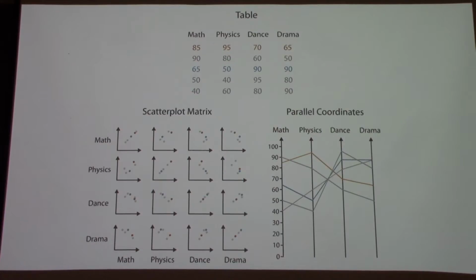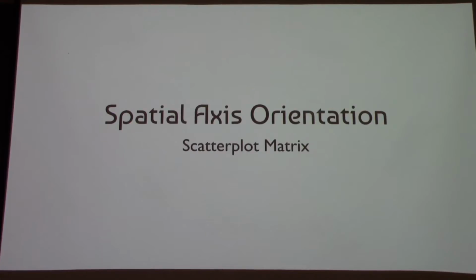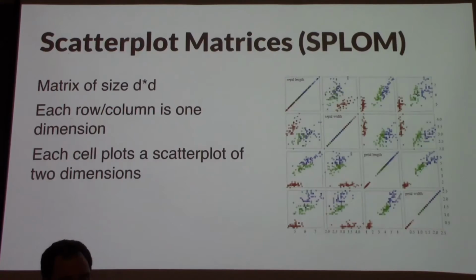Here we also have this recursive nesting. In contrast to the original scatterplot example where we had only a single scatterplot, here we do this recursive nesting by the keys. So we have math, physics, dance, drama, and so on, and that's the same thing as we have in the axis here. So let's take a look at scatterplot matrices first.